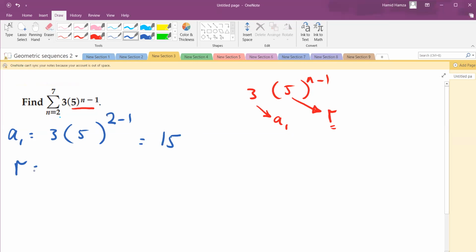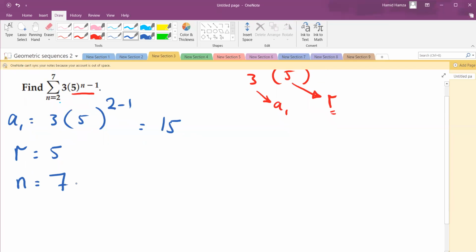R, the common ratio, as I told you, is the base of the exponential part, which is 5. And n, the number of terms we want to add, will be 7 minus 2 plus 1. I subtract 7 minus 2, which is 5, and after that I add 1, so it's 6. So I want to add 6 terms.